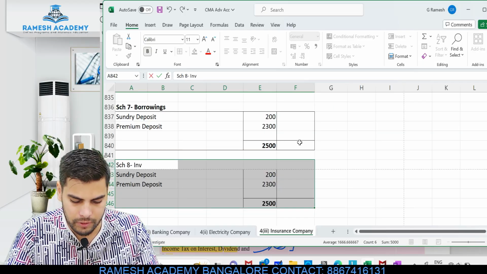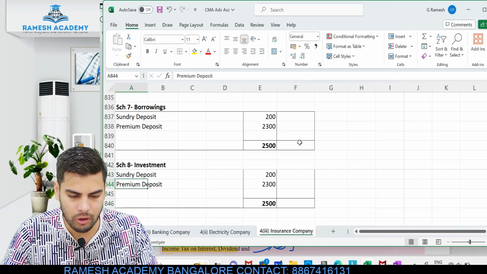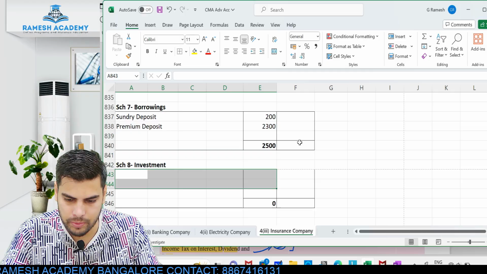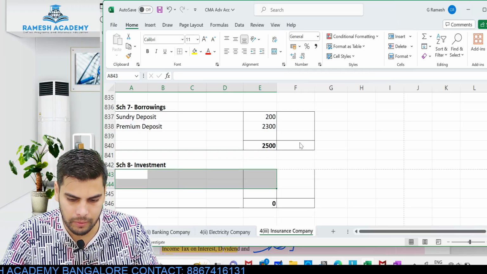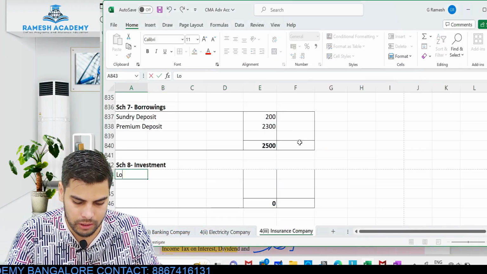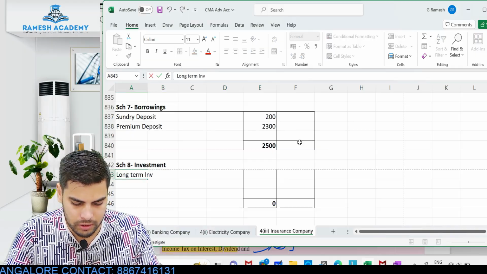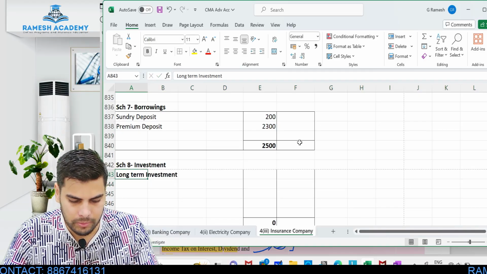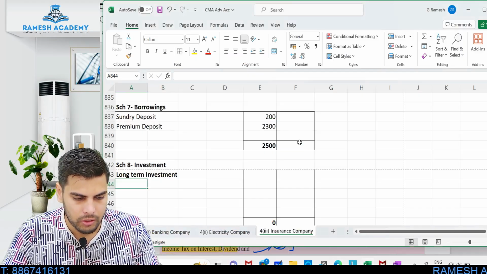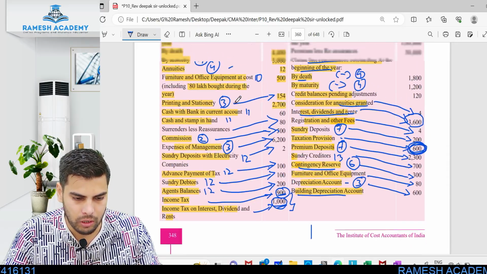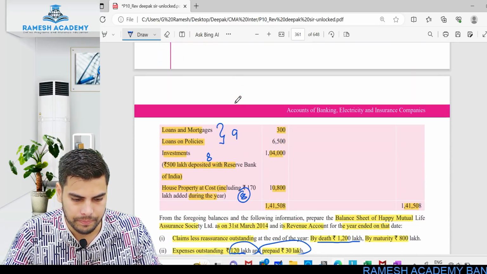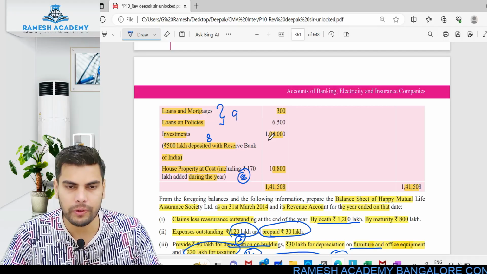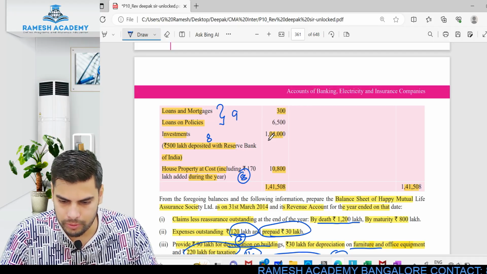So 8, investment. You remember this particular schedule, short term, long term? That is how we are supposed to show it, right? Same manner we'll just be preparing this particular investment. Here we have got only long term investment. So long term investment, where all have we invested the amount? If you just have a look at 8, one is investment, which is 1,04,000 rupees. So 1,04,000 rupees would be the investment.